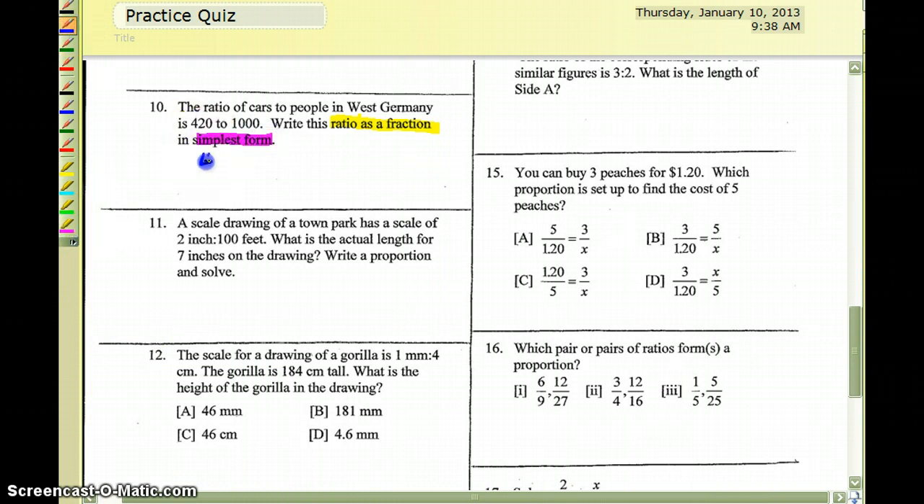So I'm going to write 420 over 1,000. I'm going to simplify that by crossing out these two zeros. That's like dividing by 10. 4 times 2, and then 100 here. I'm going to divide both by 2, giving me 21 over 50. And I don't think I can do any more dividing here. So there would be my final ratio that's simplified.